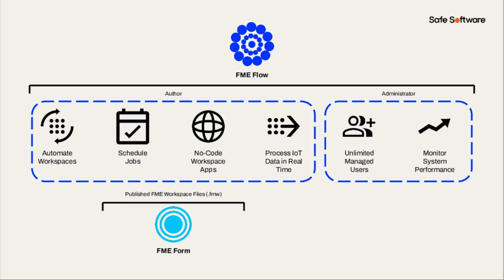And then there's the admin side as well. So that's going to be someone who's going to be configuring things like SAML or your Active Directory, monitoring the system performance. So this is essentially where those two pieces of FME Form get published up to FME Flow, and that's where you can make it more accessible again to the entire organization.